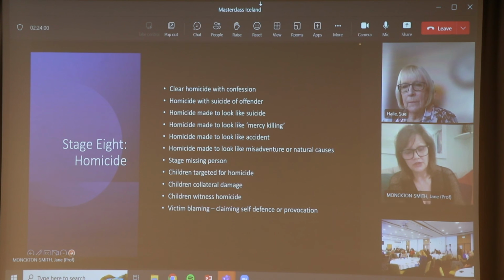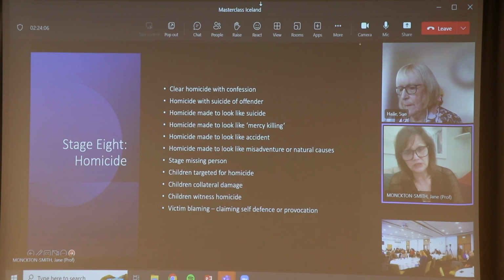Now, children can become collateral damage. I think I just mentioned Will. He was 17. He wasn't planned that he was going to get killed, but because he was there and he was witnessing it, he tried to intervene and he became a target. Do you want very briefly about the Gloucester case, Sue?